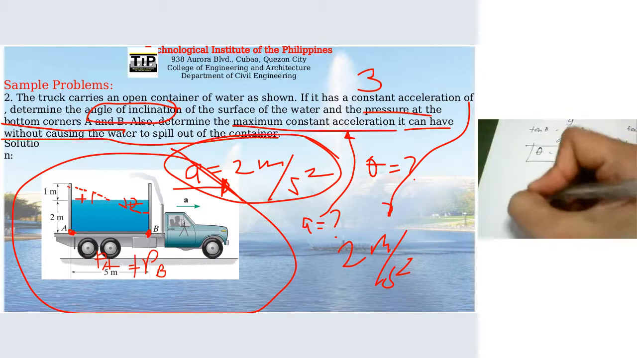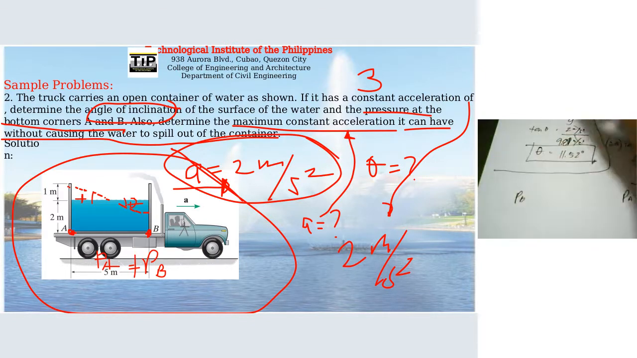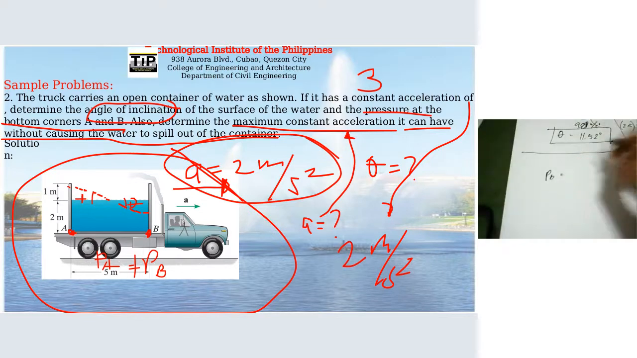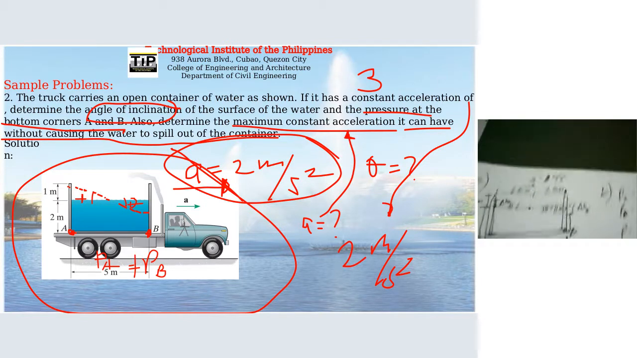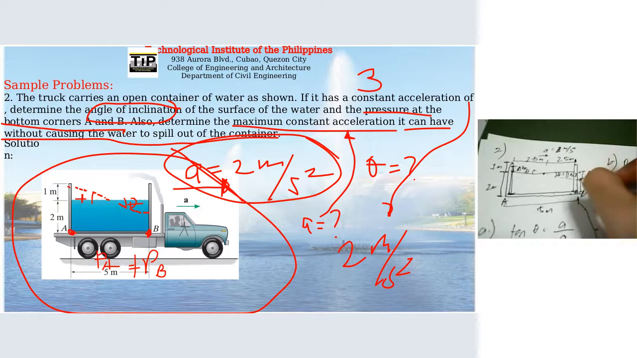So what about pressure at B? Equal to 9,810 Newton per cubic meter times the height. So this height. Okay. So if this is 0.5095 meter and this is 2 meters, so para makuha to, it's 2 minus 0.5095.